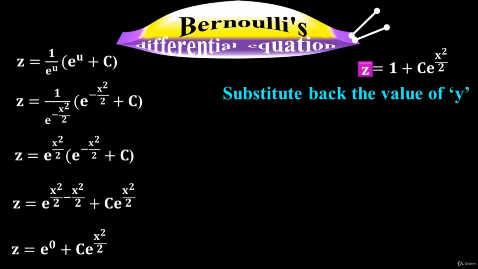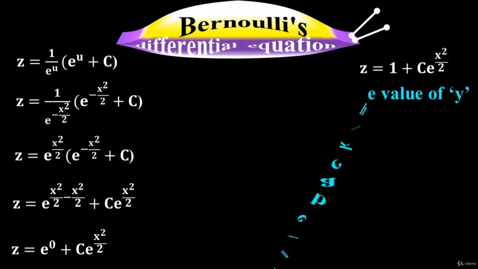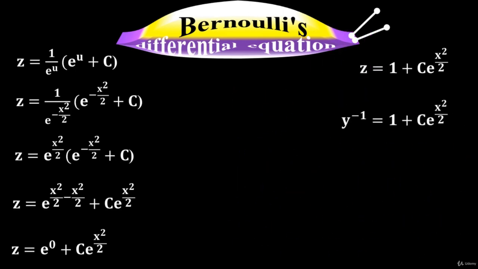And now it is the time to finish the z variable. Substitute back the value of y here for the z. If you remember, we had supposed y to the minus 1 equals z in step 1. Now I need it back. Substitute z equals y to the minus 1. y to the minus 1 equals 1 over y equals 1 plus c times e to the x squared over 2.